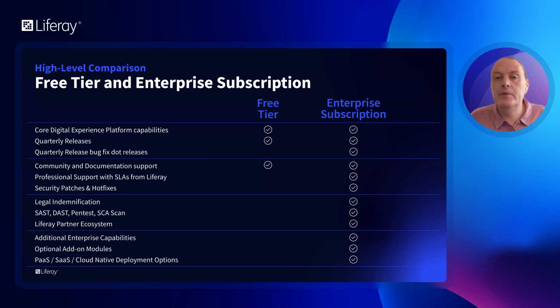Firstly, with the free tier, we're not providing access to all of the releases every quarter. We're providing access to one release each quarter that doesn't have any critical bugs in it. Enterprise subscribers get every release for every quarterly release. Next, from a support perspective, with the free tier, there's community support and access to product documentation, while subscribers have direct access to raise tickets with Liferay's support team, get hotfixes created for any issues found, plus have access to security fixes and hotfixes created for other subscribers.